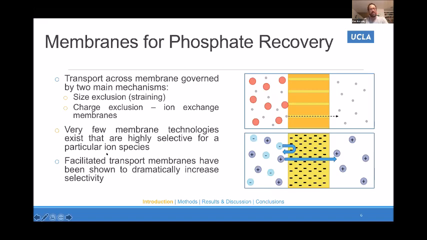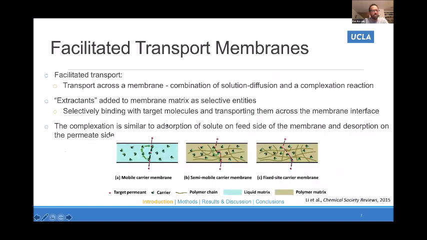One interesting topic that we've been interested in for a while now is these facilitated transport membranes, and I'll talk about that in the next slide. But these facilitated transport membranes have been shown to dramatically increase the selectivity of membranes, if you can get them right. So in facilitated transport membranes, you have a combination of both solution diffusion and some sort of complexation reaction that governs the transport across the membrane material itself.